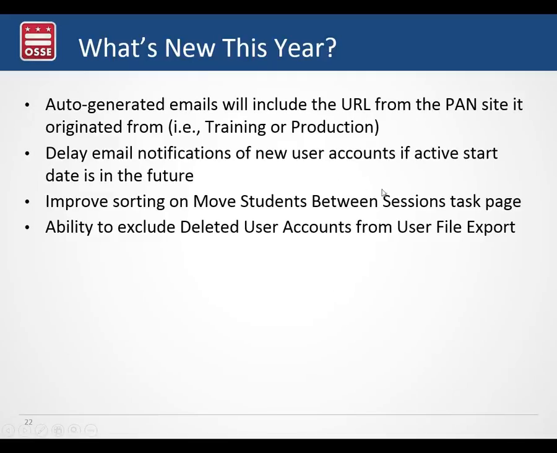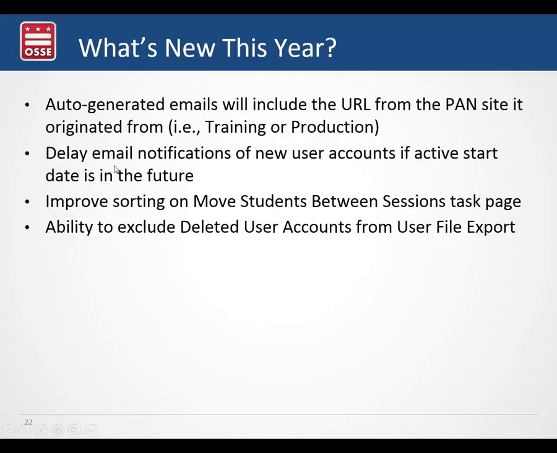Remember, there's the two sites. There's the production and the training site. On the training site, you would see that training URL, and if you're in your production site, you would see the DC URL, so that those URLs are now included in the email from the site in which the email was generated.